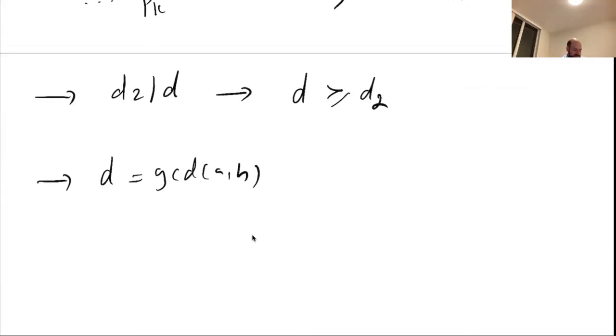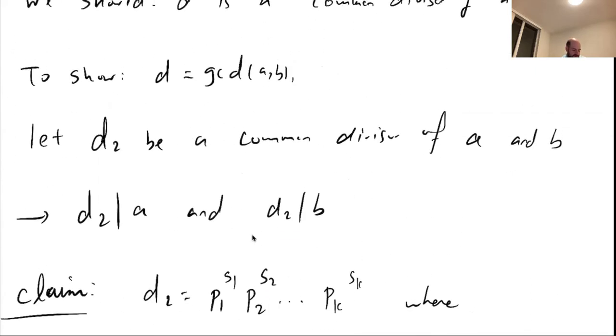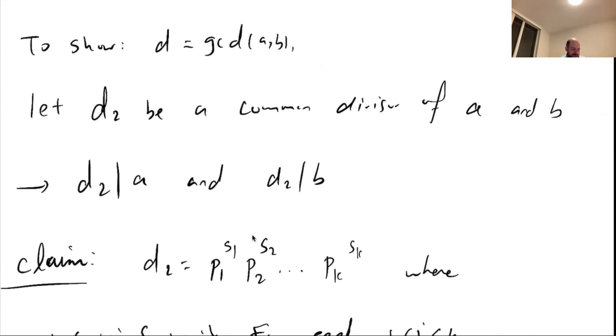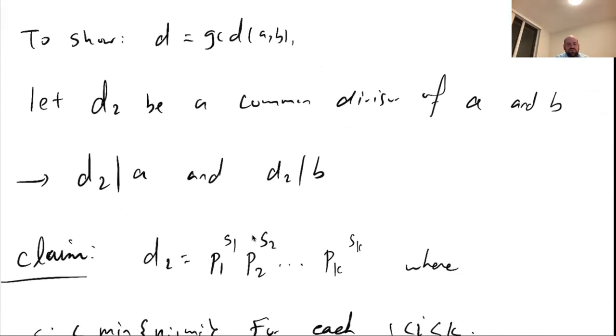So it only remains to prove the claim, proof of claim above. So what was the claim? That if I have a common divisor D2 for A and B, D2 can be written in this form, P1 to power S1 all the way to Pk to power Sk.